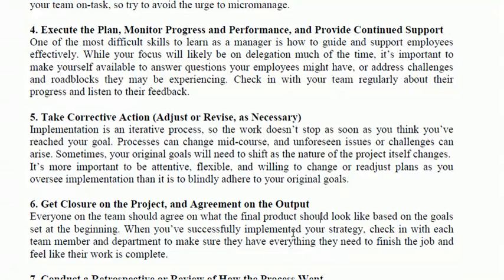When you have successfully implemented your strategy, check in with each team member and department to make sure that they have everything they need to finish the job and feel like their work is complete. Okay, now the work is being done, their changes have also been done. If there are any flaws or issues, then once the work is about to get complete, they should know that the work is getting completed and when they need to stop the work.